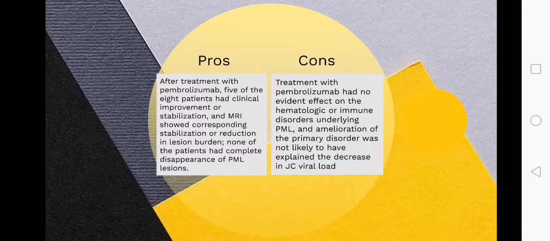Cons. Treatment with pembrolizumab had no evident effect on the hematology or immune disorders underlying PML, and amelioration of the primary disorder was not likely to have explained the decrease in JC viral load.